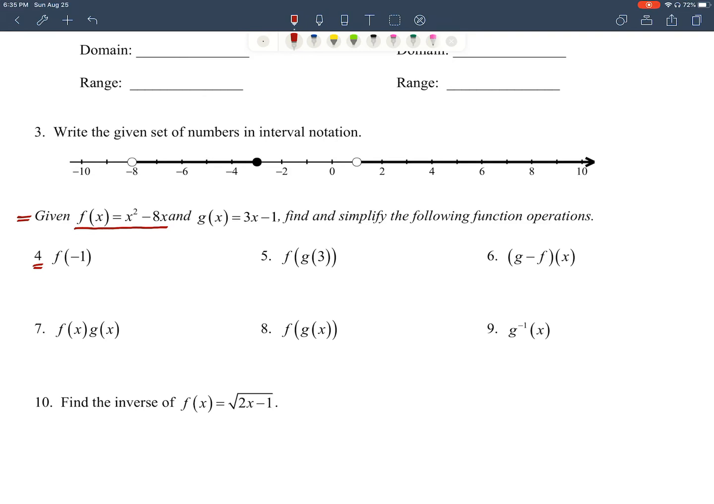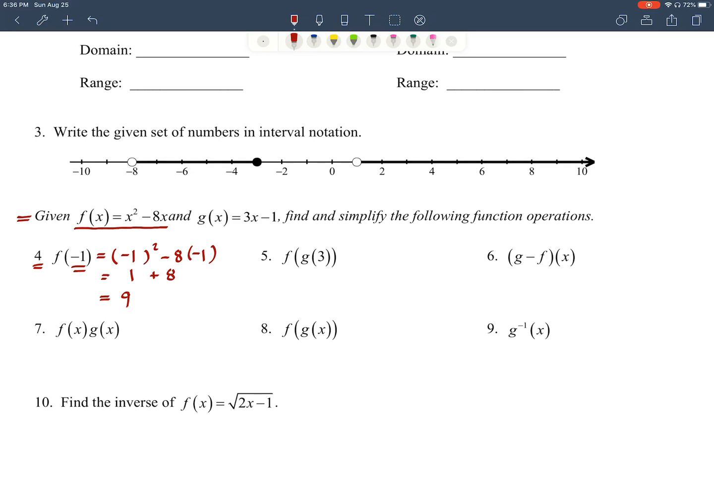So we're looking at something squared minus 8 times something. In this case, now we're going to use negative 1 instead of x. So we're plugging in negative 1 into each of those. And we'll simplify it. So we have 1, then negative 8 times negative 1 there would be like plus 8. And we should end up with, this should equal 9.